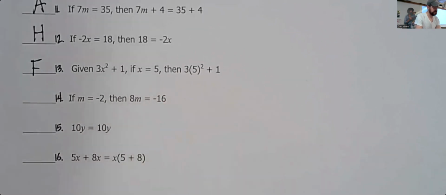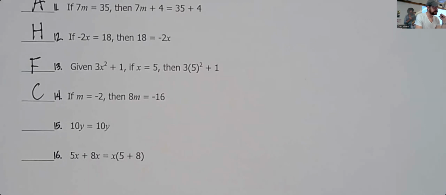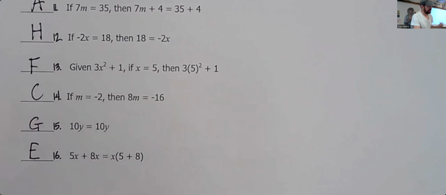How about 14? C? Yeah. Multiply both sides by 8. Good. 15. G. All right. And then the last one. B. It is the distributive property, even though it's backwards, right? Even though it went from 5x plus 8x to x times 5 plus 8, it's still the distributive property. It's just kind of working backwards. Technically, it's called factoring, right? But it's still the distributive property.